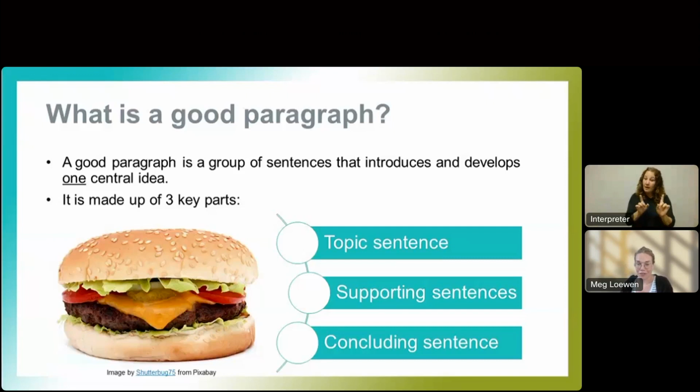Whereas the middle of your burger, your lettuce, tomatoes, cheese, meat, pickles, those are your supporting sentences. And your supporting sentences develop your argument further, so that whatever your claim is, whatever your topic is, your reader can be more and more convinced by that by reading your supporting sentences.